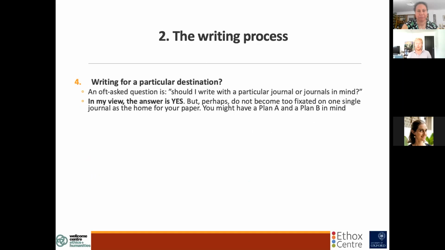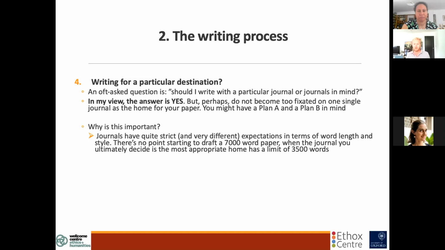Okay, should I write for a particular journal, with a particular journal in mind? People often ask this question. In my view, the answer is yes. But perhaps don't become too fixated on one single journal, because of course it might not get accepted. I think it's useful to have perhaps a plan A and a plan B in mind. You may not decide which is the first priority and which is the second. Have a couple of journals in mind when you're writing. And there are obvious reasons why that's important.